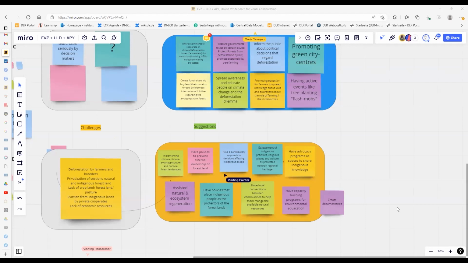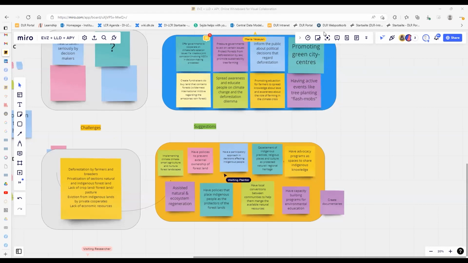I think this goes back to what I've said before: if you can acknowledge indigenous people as the protectors and preservers of forests, and then have local conventions between communities to help them manage the available natural resources. We see that eventually the conflicts happen between communities. So if you can have programs where these local communities and local authorities come together and know how they can manage and take care of the natural resources, then it becomes better.